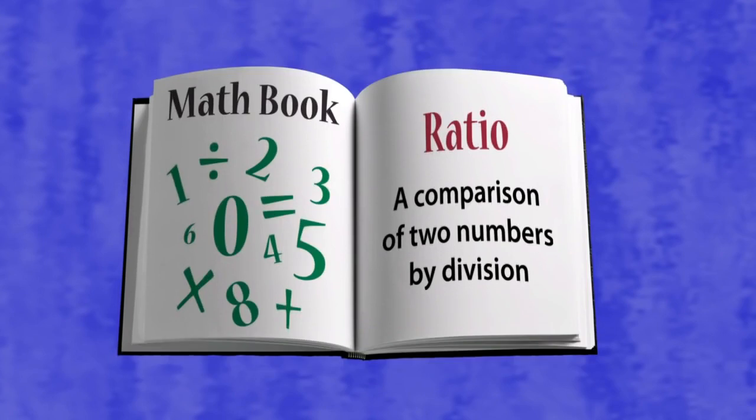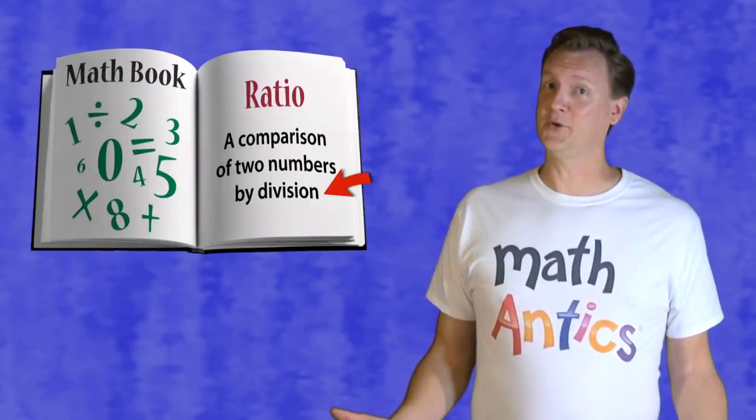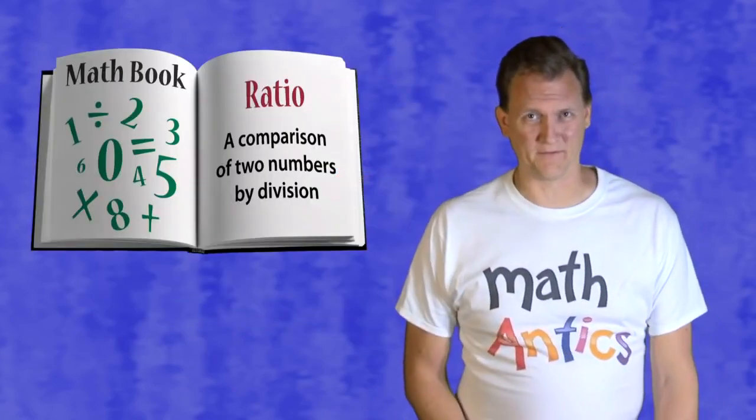Well, what in the world's a ratio? Well, let's look it up in a math book to find out. It says here that a ratio is a comparison of two numbers by division. Well, that's true, but it's also a little confusing.